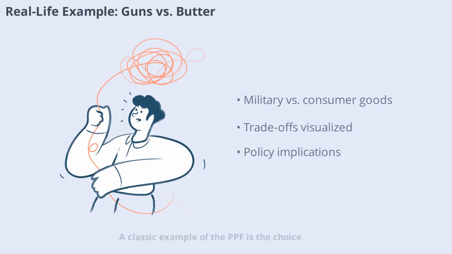A classic example of the PPF is the choice between producing guns, military goods, and butter, consumer goods. If a country spends more on defense, it has less to spend on food and other necessities. The PPF shows the trade-off between these choices, highlighting the opportunity cost of prioritizing one over the other.